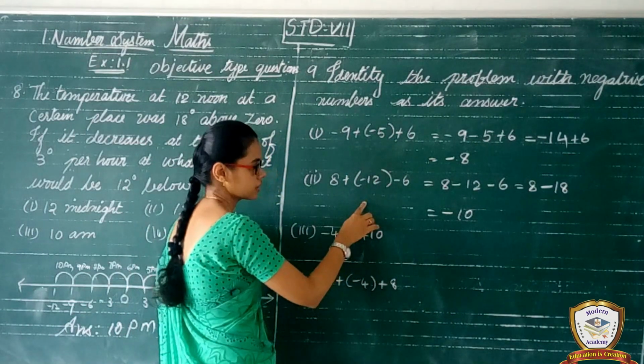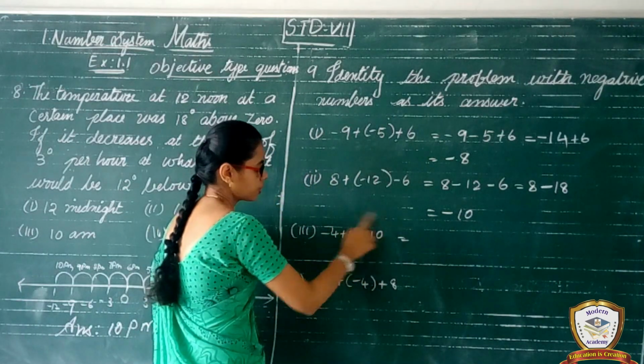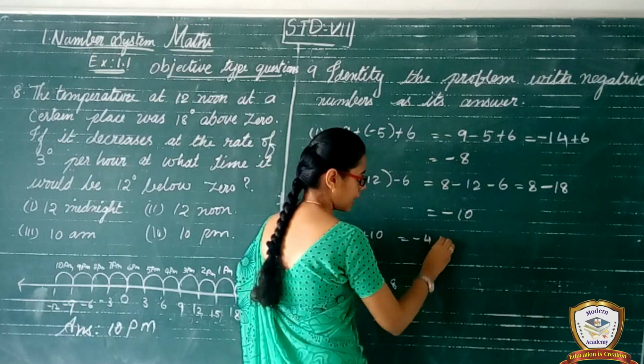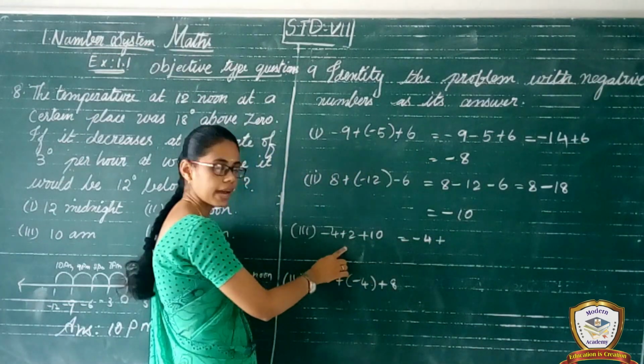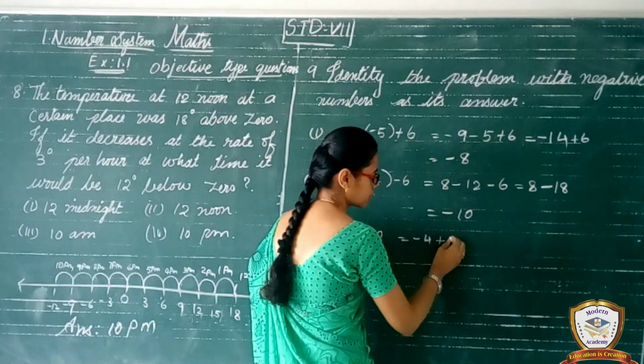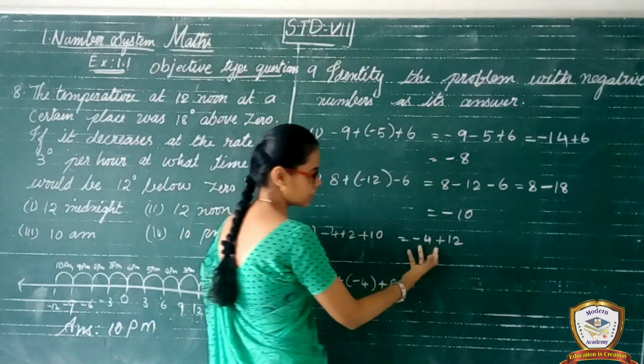So first and second. And next, the third one. We want to add these 3 integers. So minus 4 as it is you want to write here, and these two are adding. So 2 plus 10, you know very well. What's that? 12.